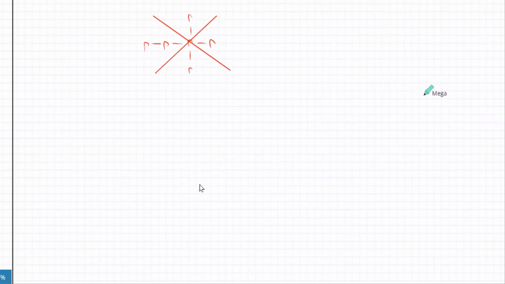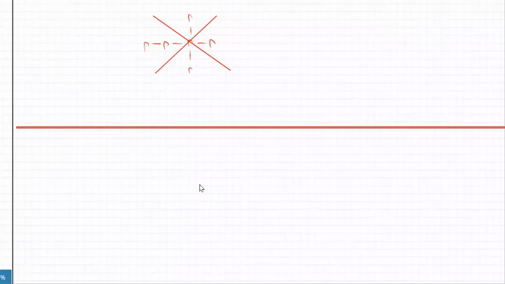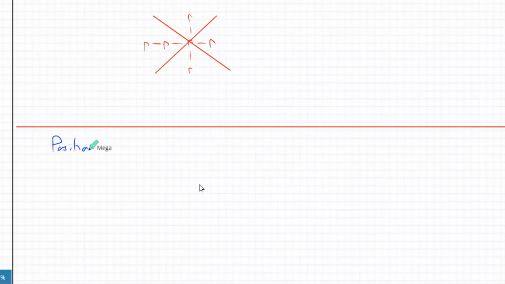So let me do the other one. Is chain isomers clear? Is this clear? Yes, sir. Okay, now positional isomers.